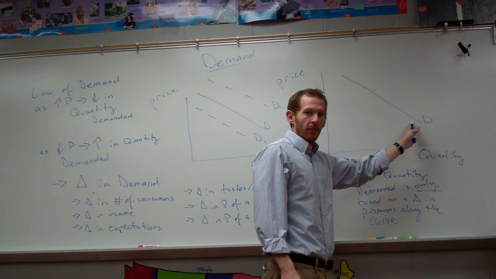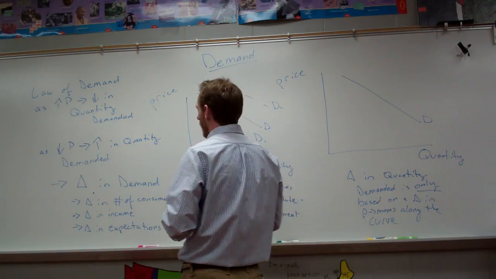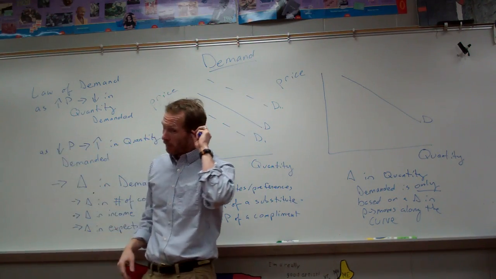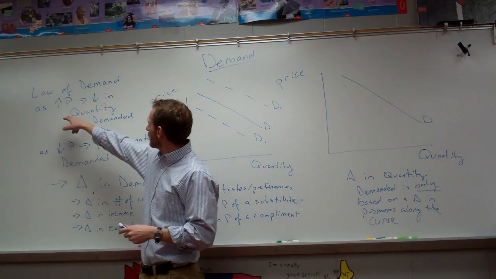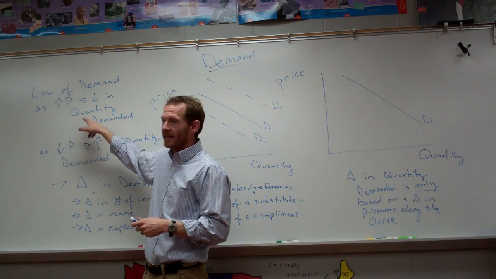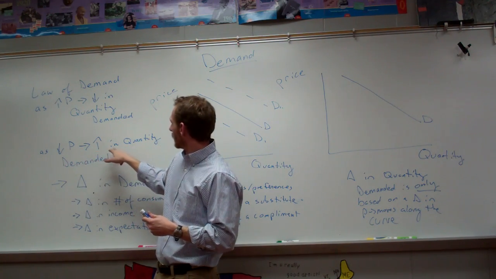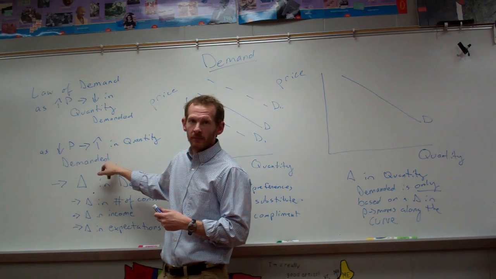Demand is downward sloping. Okay, and we get that because of the law of demand. The law of demand simply says as price goes up, and remember P is price, there is a decrease in quantity demanded. Much like as price goes down, that leads to an increase in quantity demanded.